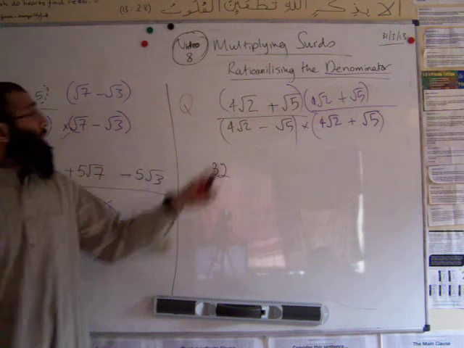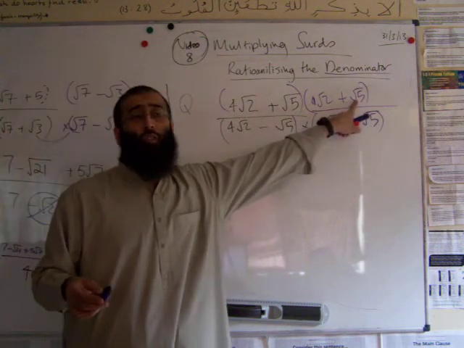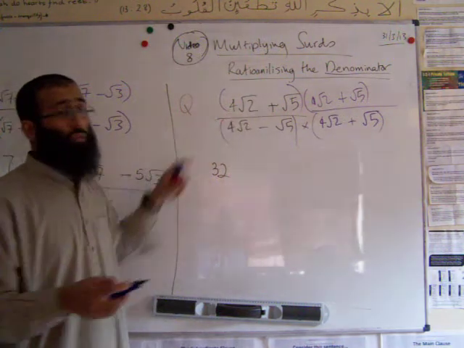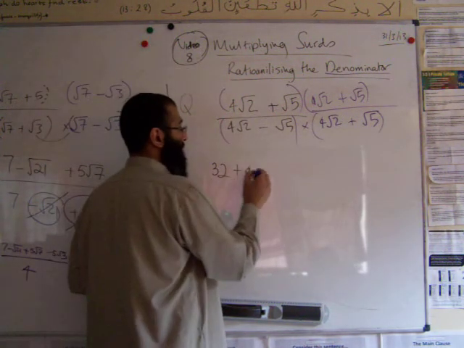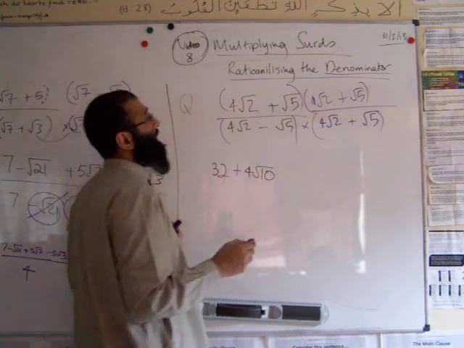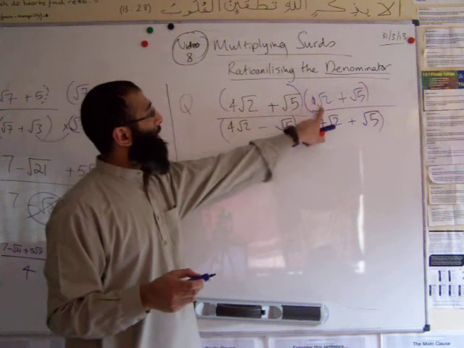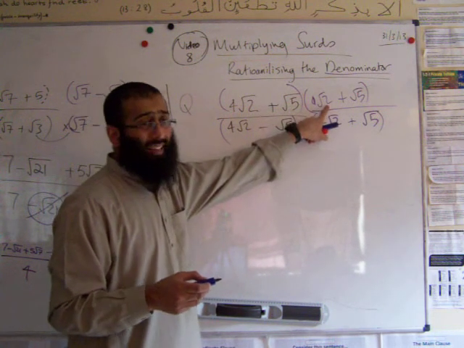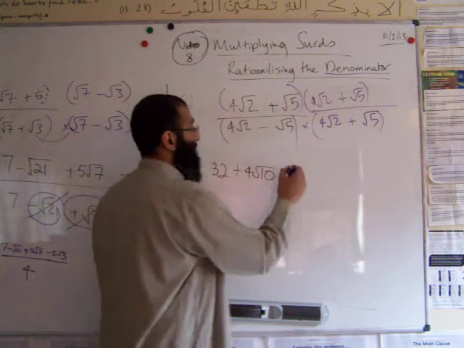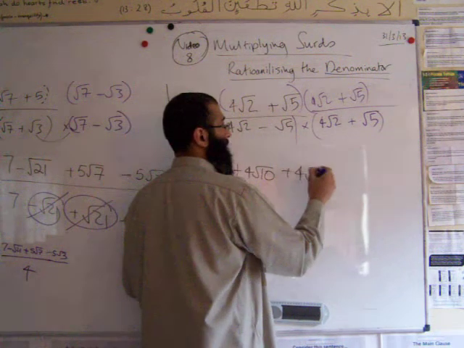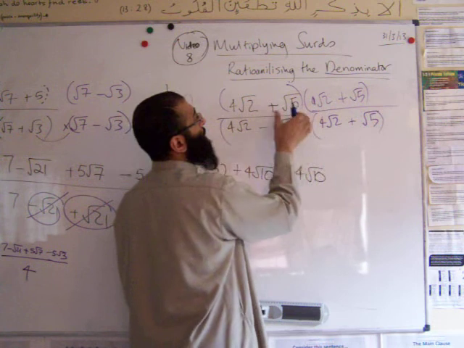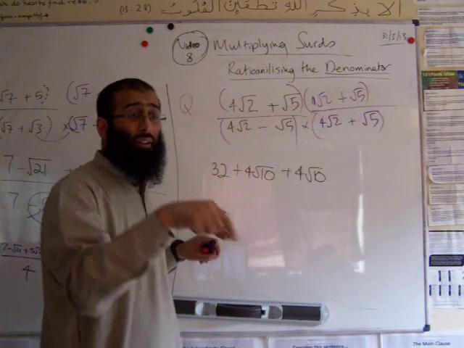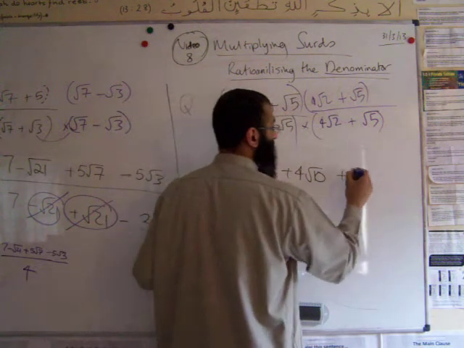Next we have 4 root 2 times by root 5. The root 2 times by root 5 will give us root 10. And then 4, so that will give us 4 root 10. Next we have plus root 5 times by 4 root 2. Root 5 times by root 2 will give you root 10 again, and 4 on the outside, 4 root 10. And then we have root 5 times by root 5. When you multiply a root by itself, it gives you the number inside. Just 5.